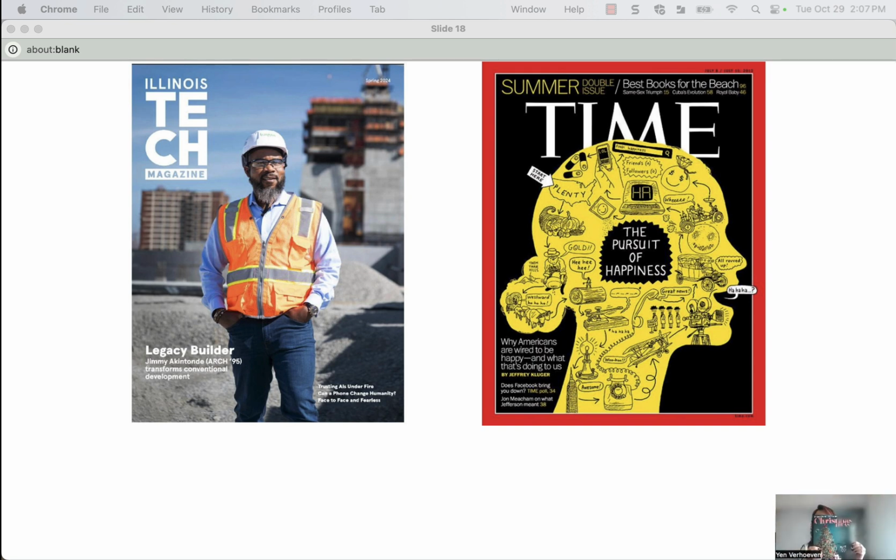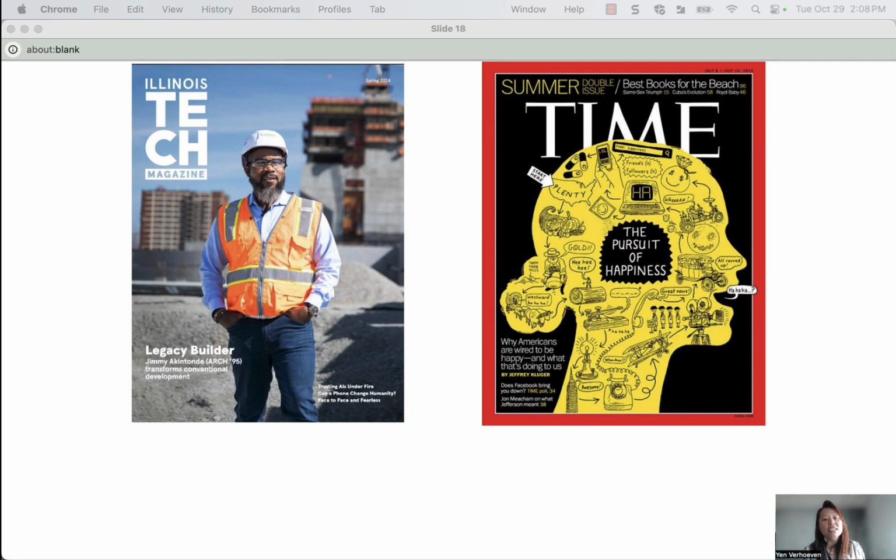Here is a magazine, right? I just picked it up at Hy-Vee, Better Homes and Gardens, Christmas Ideas. These are also magazines, Illinois Tech Magazine and Time, right? These are, quick review, popular information sources, right? Magazines. We're all familiar with magazines, okay?